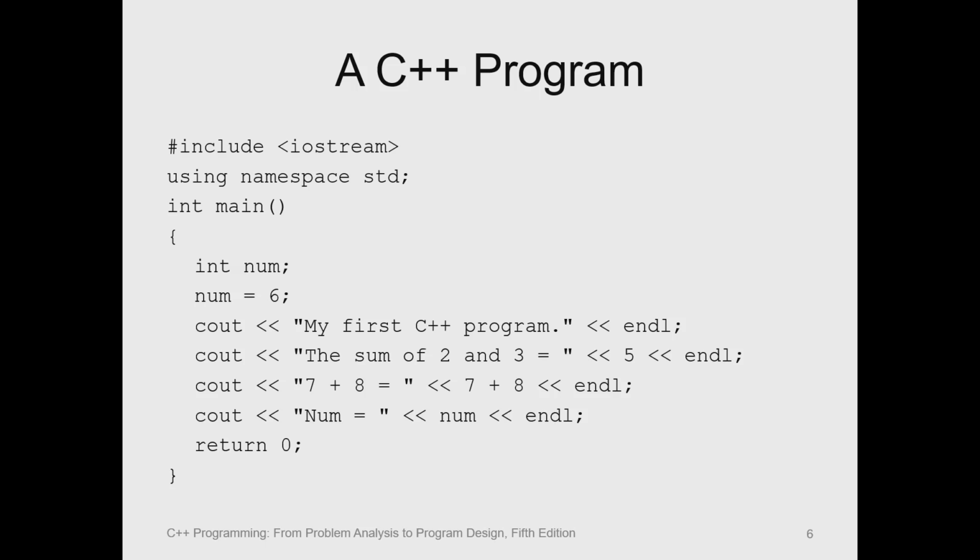And after the preprocessor directive, we have the main program that uses the keyword int and main. The area of the main function or main program is enclosed with curly braces. And within the main program, we have what we call a declaration statement and an execution statement.